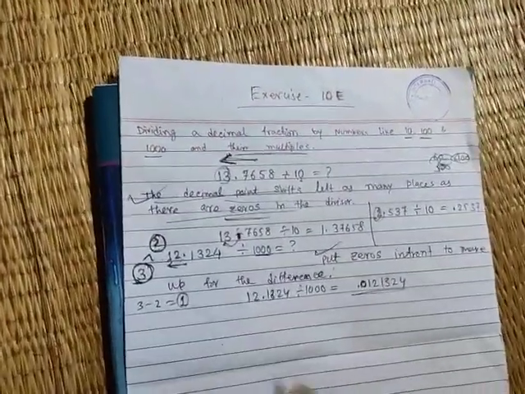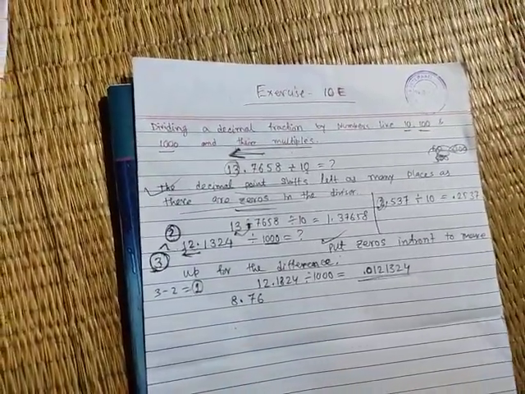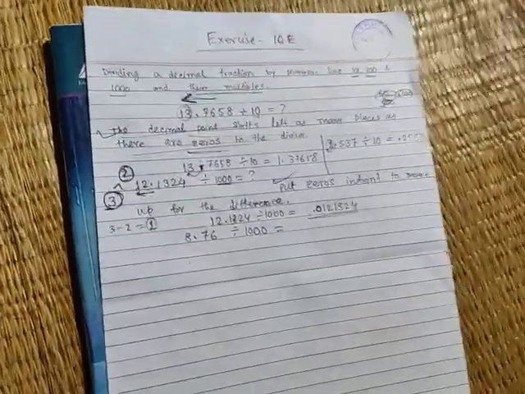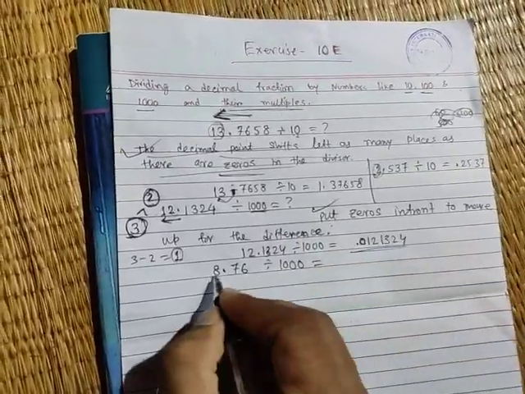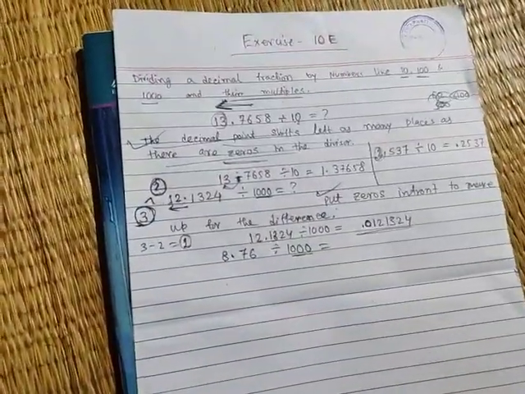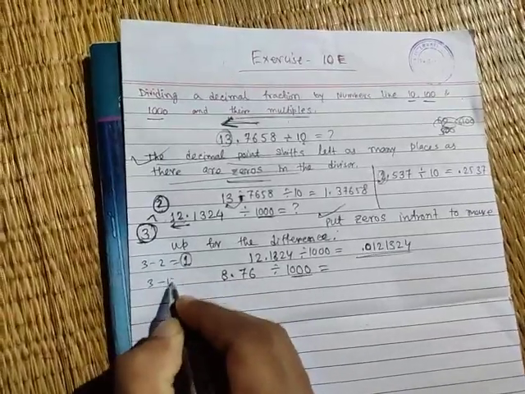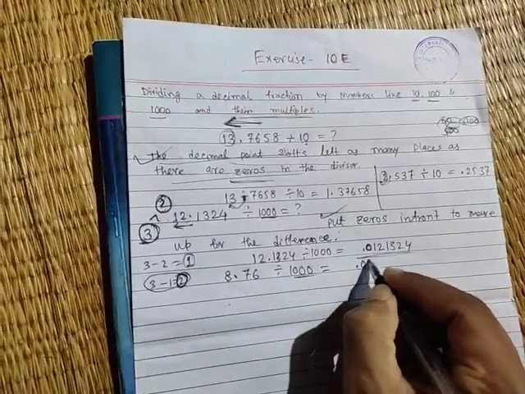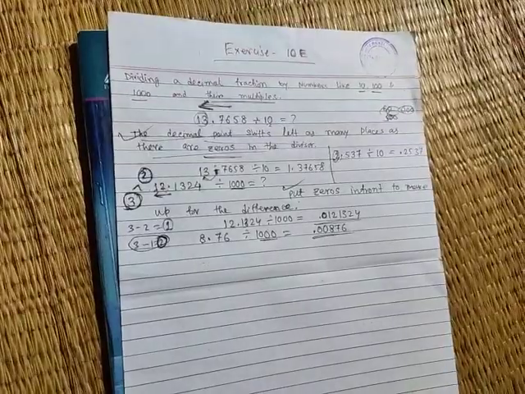Understood? Another example, suppose 8.76 divided by 1000, again 1000. So see, what will be the result? 8 means only one digit, but here I have to shift the decimal point by 3 digits. So what do we have to do? How many zeros? 3 minus 1 is equal to 2. I have to put 2 zeros. So 0.00876. This is the answer. Understood?